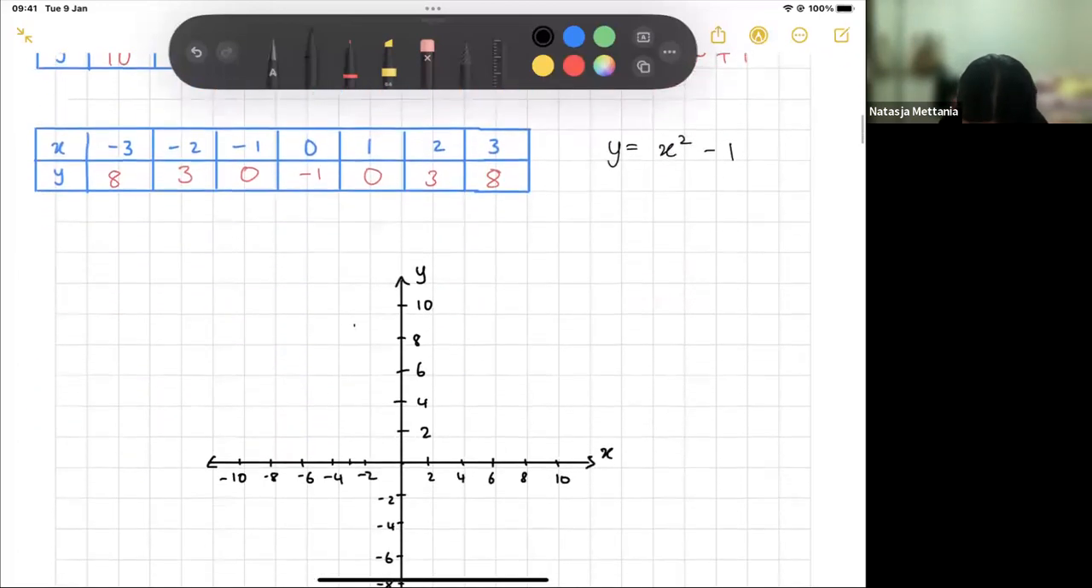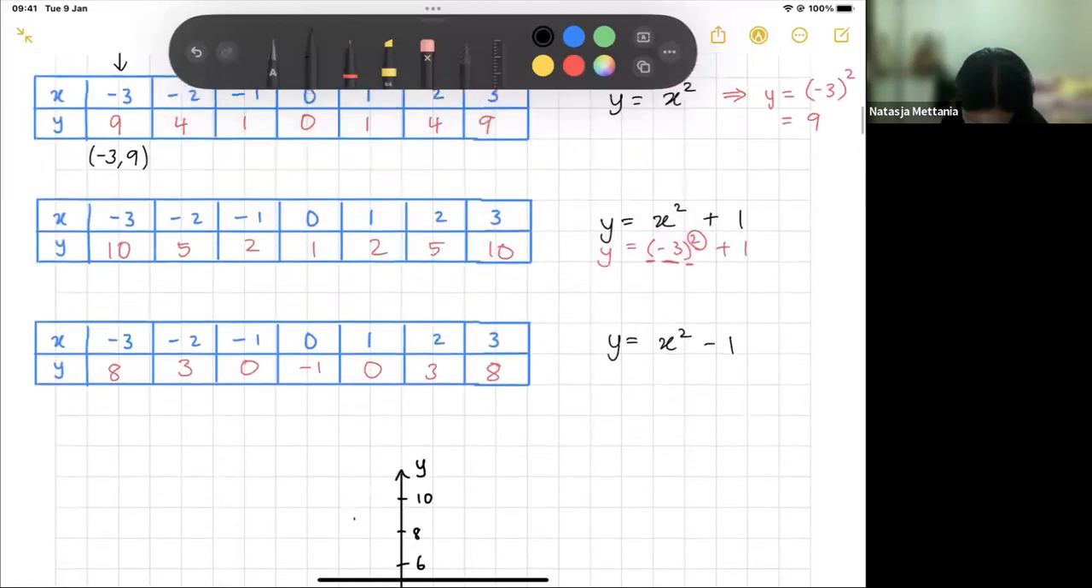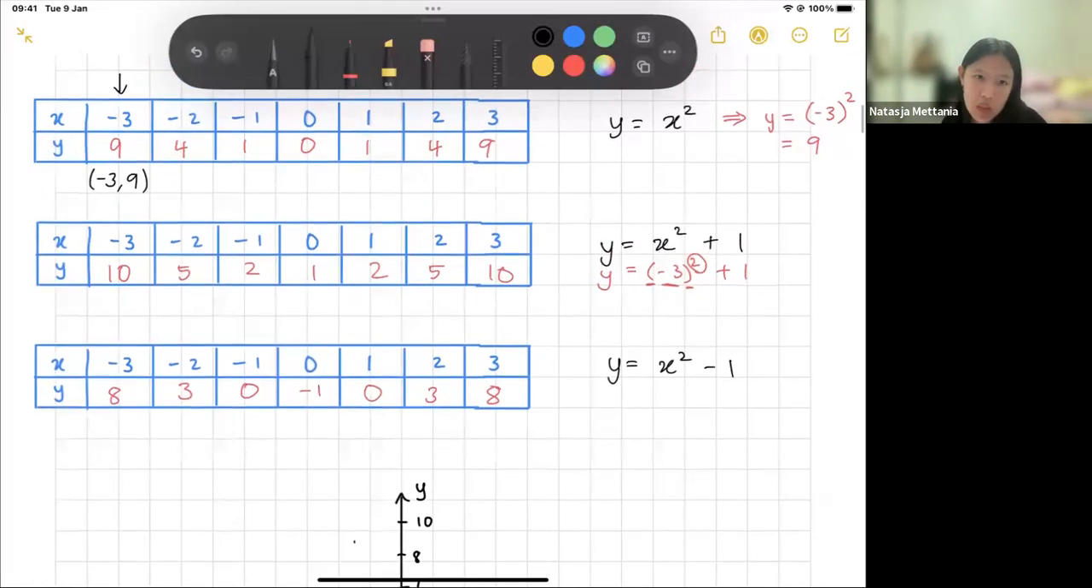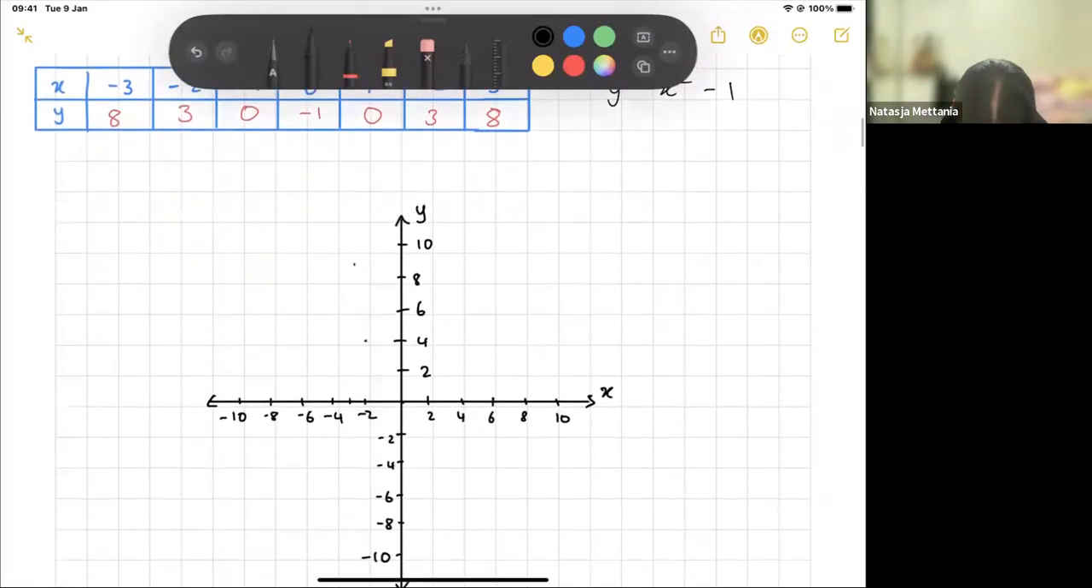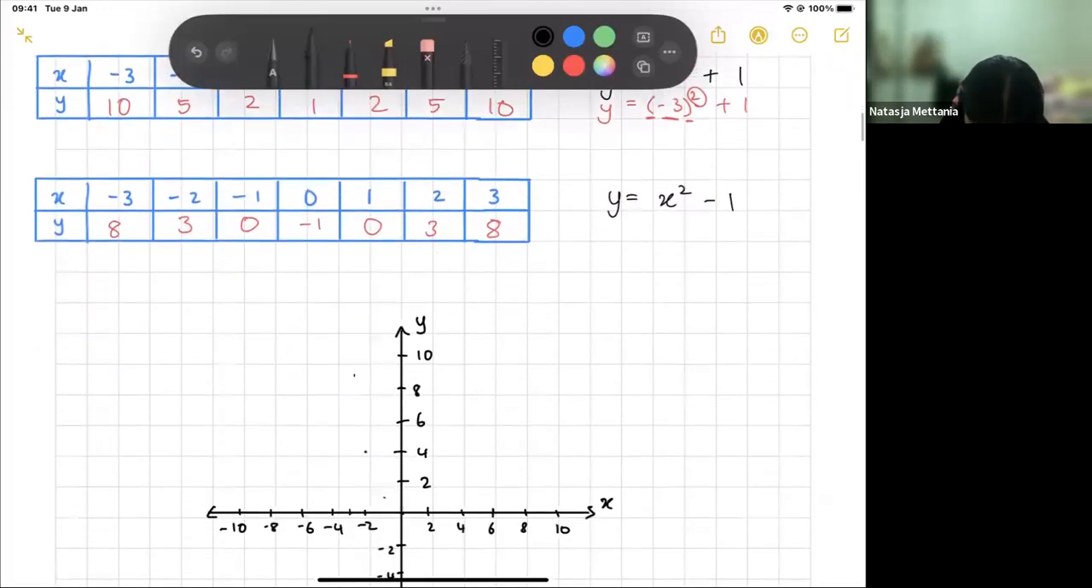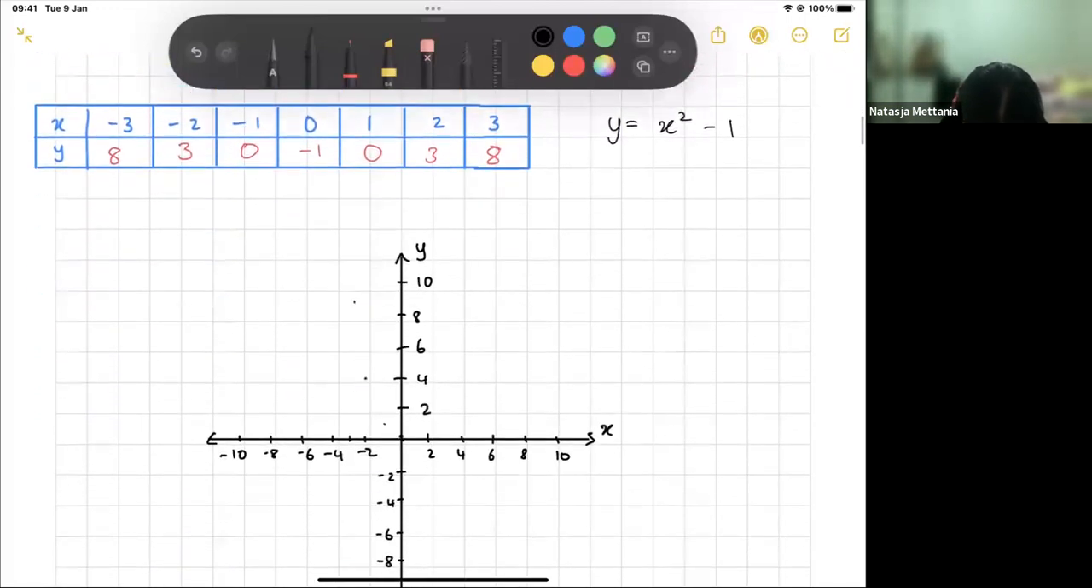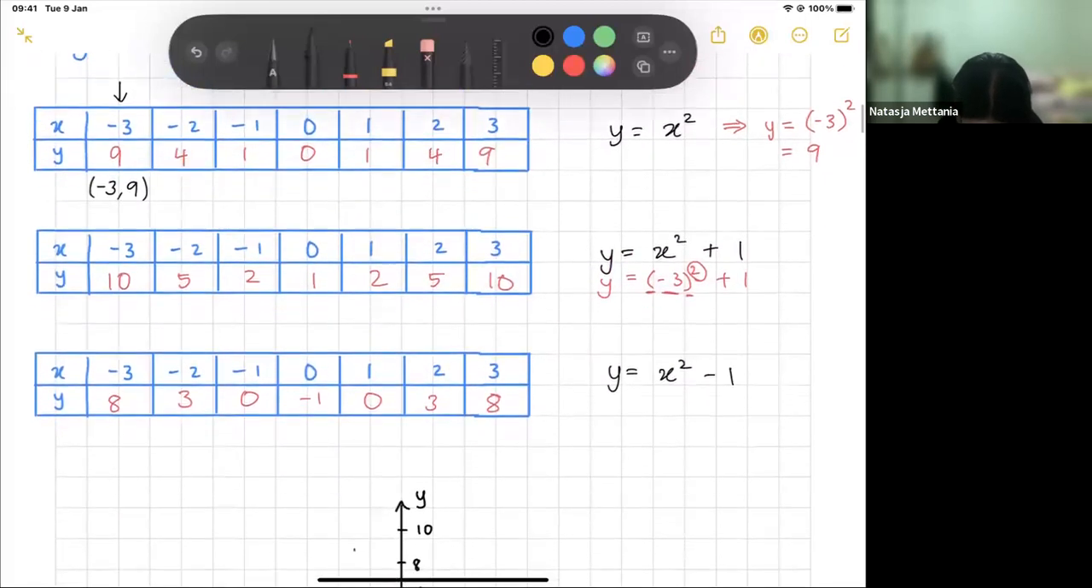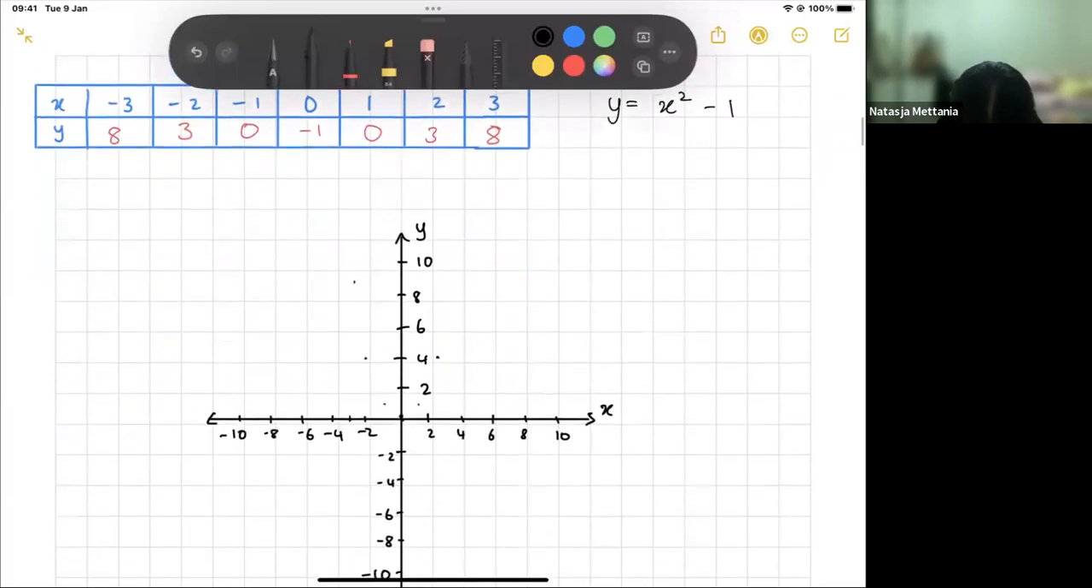-2, 4. So -2, +4. I'll just put a dot. That's all I do. And I'll keep going. -1, 1, 0, 0. Then 1, 1. As you can see, it's a pattern. It'll be 2, 4. And then 3, 9. +3, going up to +9.